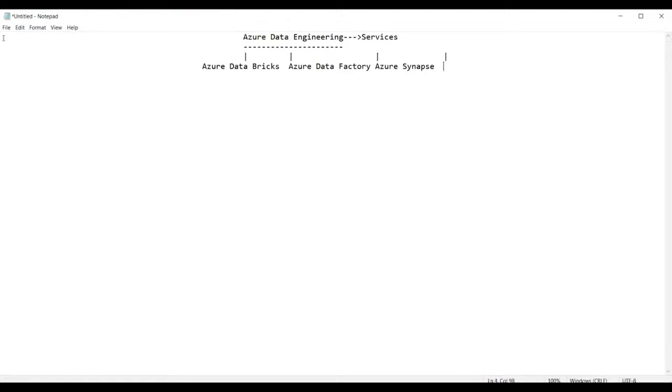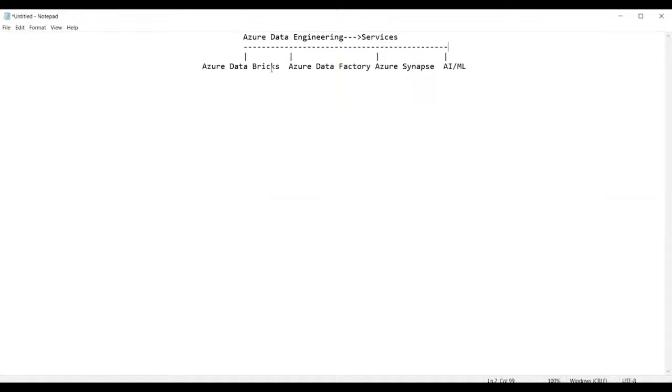We have Azure Artificial Intelligence, AI, or else we can also refer to it as ML, that is called machine learning. These are all the services packed into Azure Data Engineering. That means all end-to-end solutions for the data. Data engineering means end-to-end solution for the data.